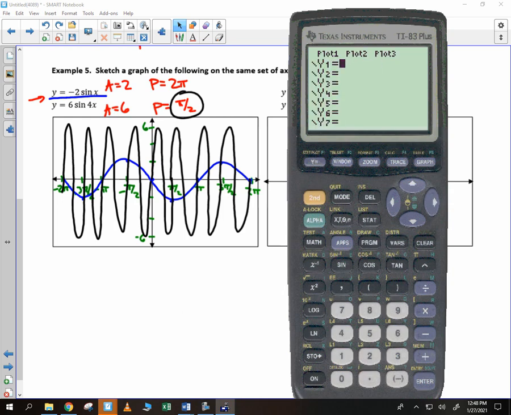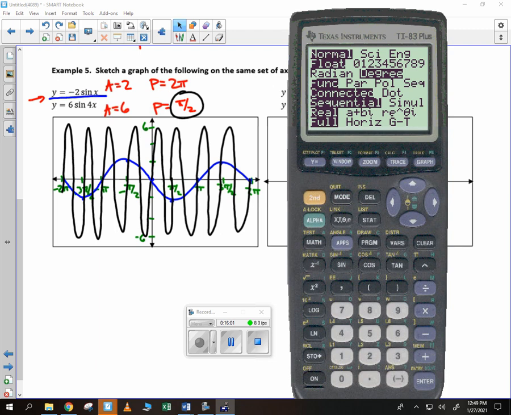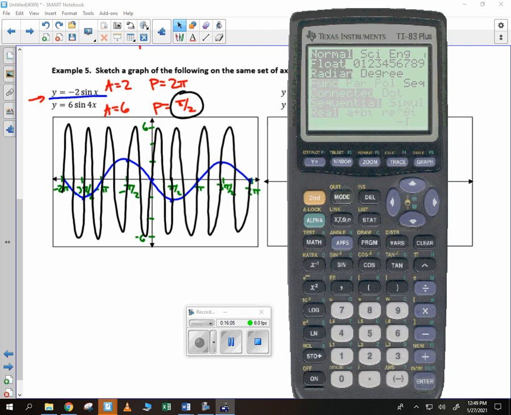If I go into y equals, I'm going to type both of these: -2 sine of x, and then we're going to have 6 sine of 4x. Type that in, and here's what's really cool. First of all, mode: notice that our x values are set up in radians, not degrees. So when we graph, we will work in radians.